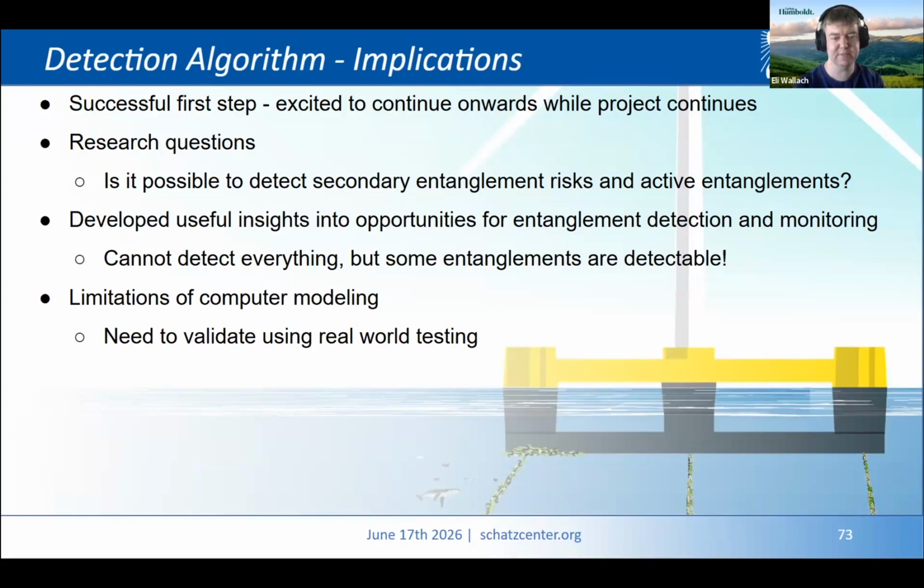We think that these systems could be used to detect larger entanglement risks, such as large gill nets and active animal entanglements, particularly of larger species, but note that there are some limitations. An important caveat to note is that the results we have presented are based on computer modeling and still need to be validated. Due to the black box nature of machine learning, it's possible the detection algorithm is picking up on modeling artifacts that would not be present in a real-world system to detect these entanglements.